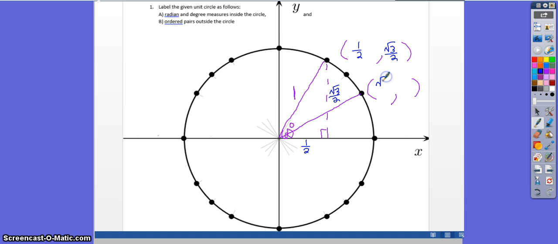So the x value for 30 degrees is square root of 3/2. The y value for 30 degrees is 1/2. And that's how you derive those ordered pairs for 30 degrees and 60 degrees on the unit circle. Again, there's a separate video for 45 degrees, and then there's a third video for just filling in all of the values on the unit circle.